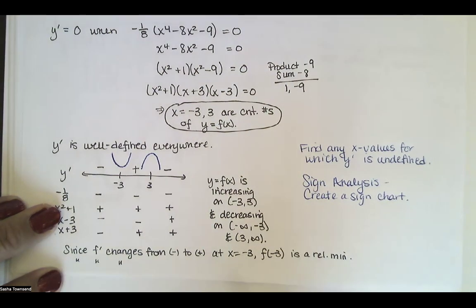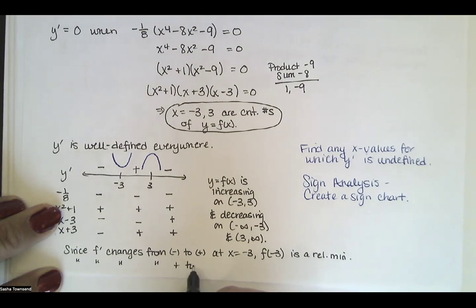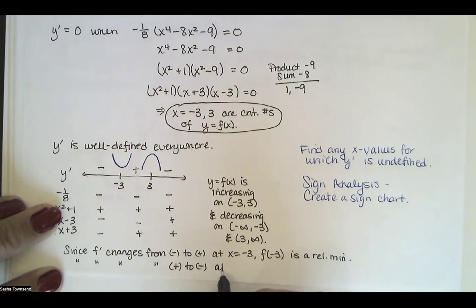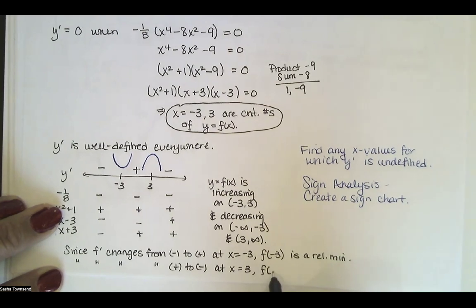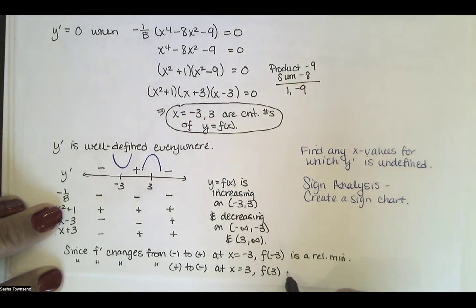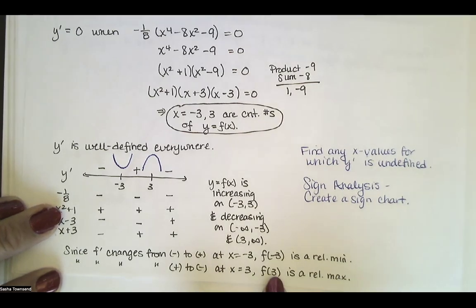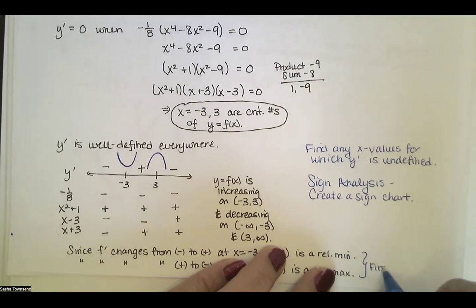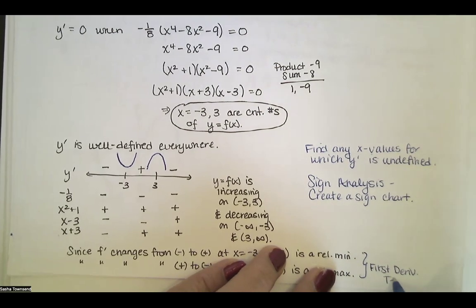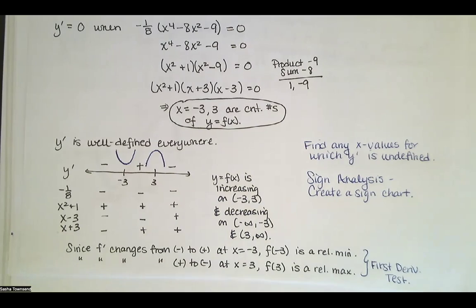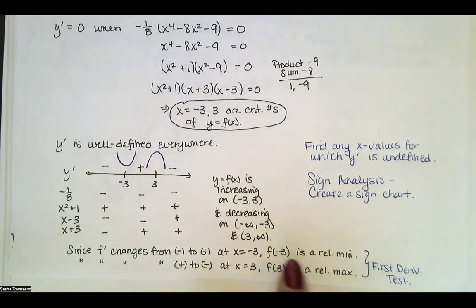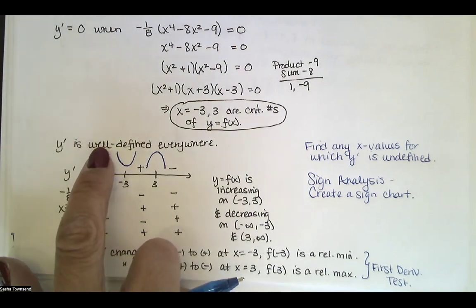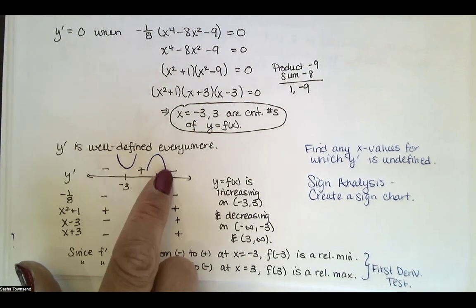And since f prime changes from positive to negative at x equals positive 3, then f of 3 is a relative min, or excuse me, relative max. And I don't know what that value is, but again, I could just plug that x value into the original function and find the corresponding y value. This is called the first derivative test, where we look at how f prime changes. If f prime changes signs, then we either get a relative min or a relative max, and depending on how it changes signs, that's how we know the difference between the relative min and relative max.